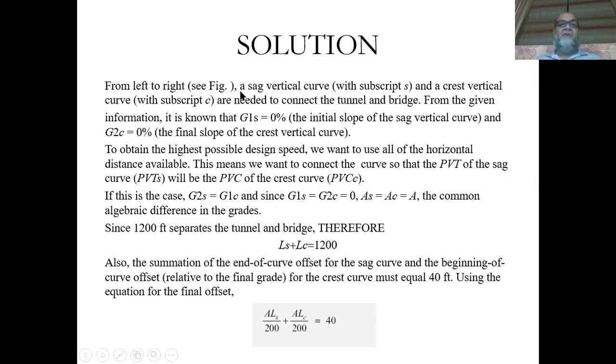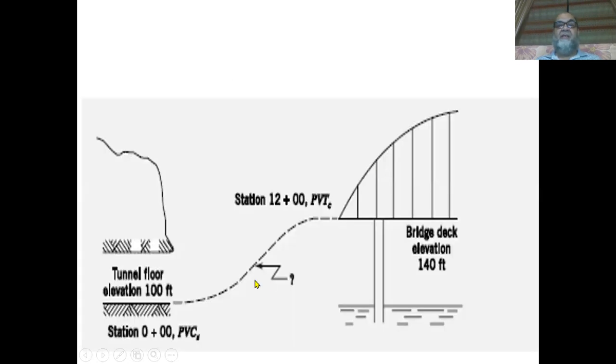So we see from left to right a sag curve. We have subscripted it as S, and a crest vertical curve, subscripted C, are needed to connect the tunnel and the bridge. So this is a sag curve and this is a crest curve. This is a downgrade meeting the upgrade, and this is the upgrade meeting the downgrade. Remember, this downgrade is 0%. Yes, it can be. But a downgrade can always be negative. It can be 0 as well.